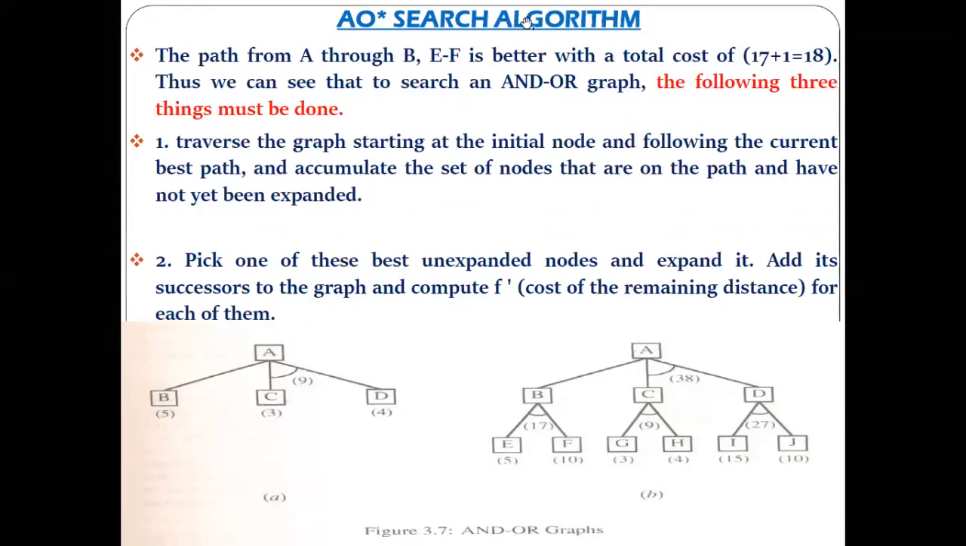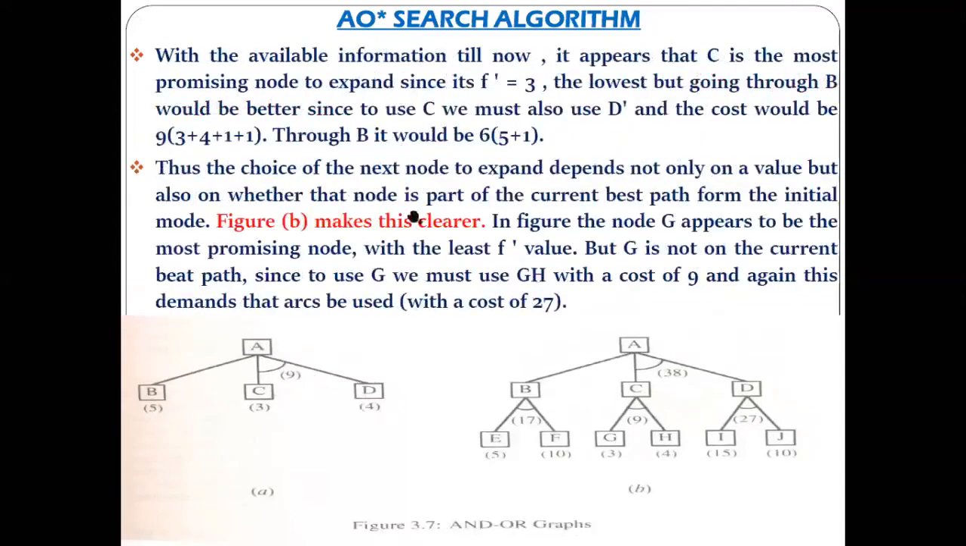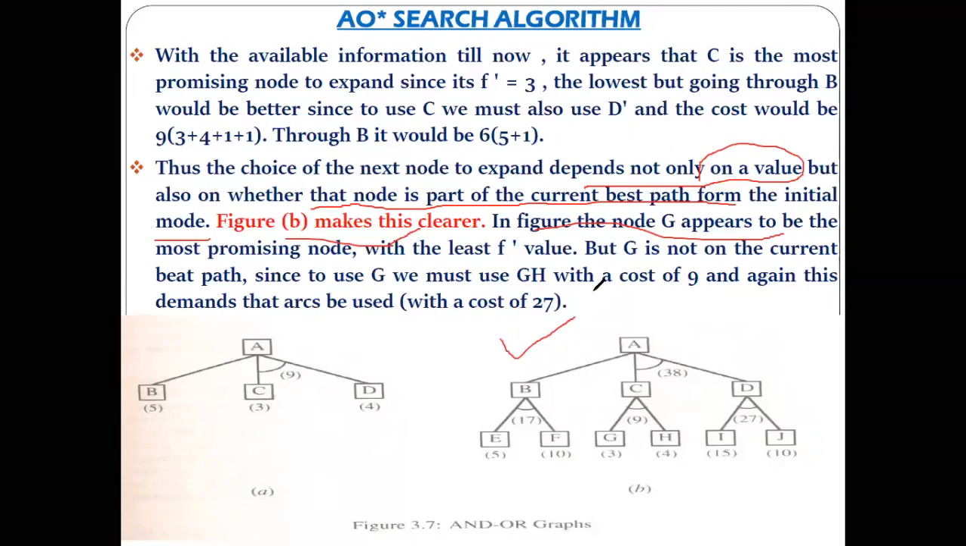But what this property of our AO star is giving us is that you should not think only about the value of a node, but about whether that node is part of the current best path from the initial node or not. Let's make it clearer in the given figure below. If I ask, in this diagram, applying A star, in which direction should the AI agent go? Just by applying A star, not AO star.